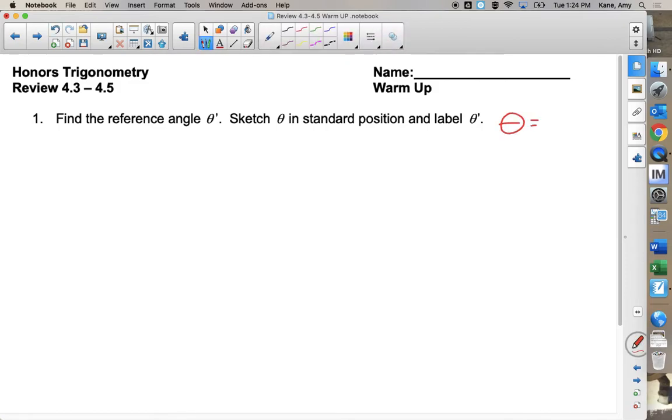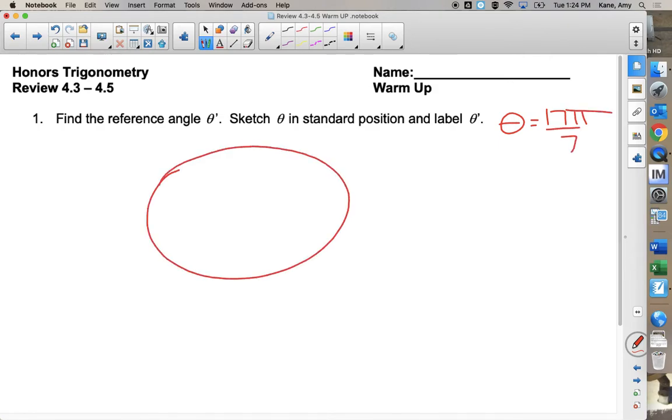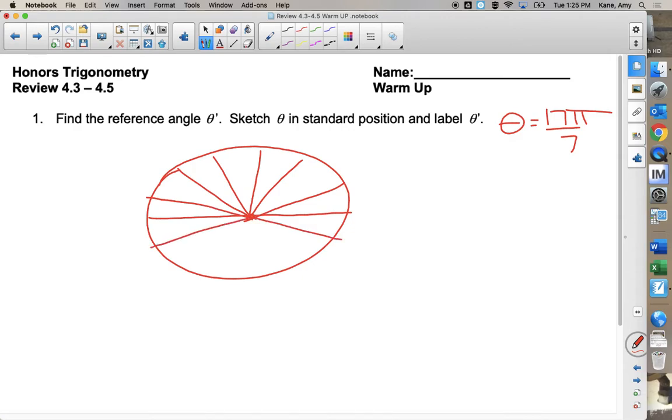Fantastic. I could not find 17 pi over 7. Oh, what quadrant? Abby, we're going to go with you since you sit right in front. What quadrant would 17 pi over 7 be in? The first quadrant. 7 is a little harder to draw.